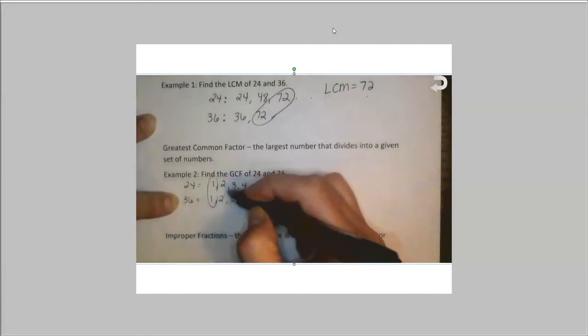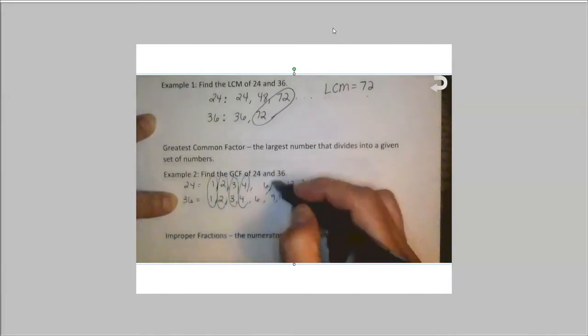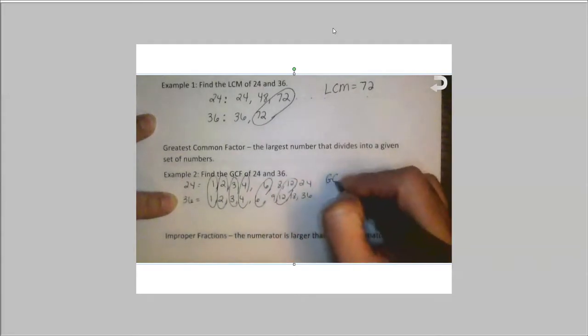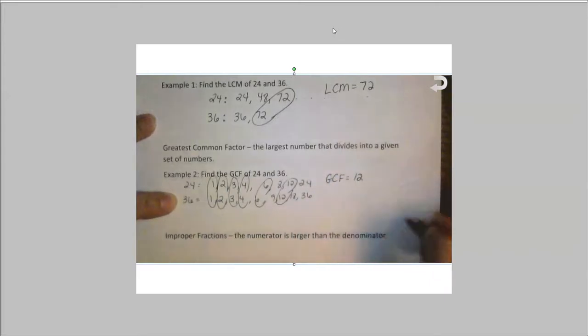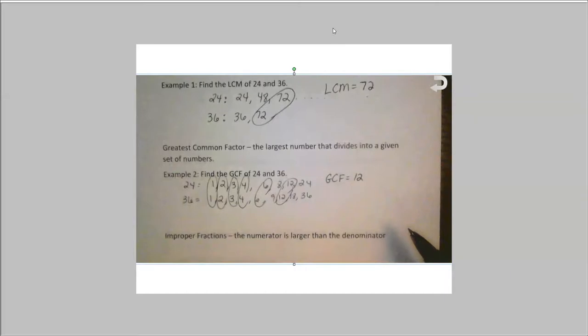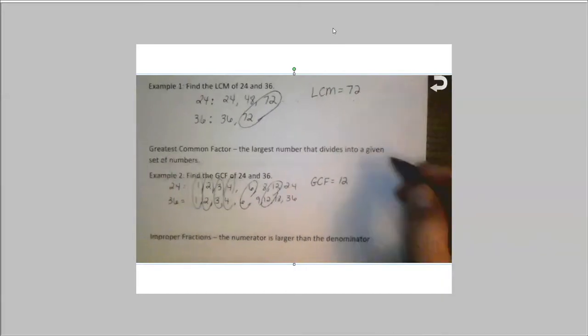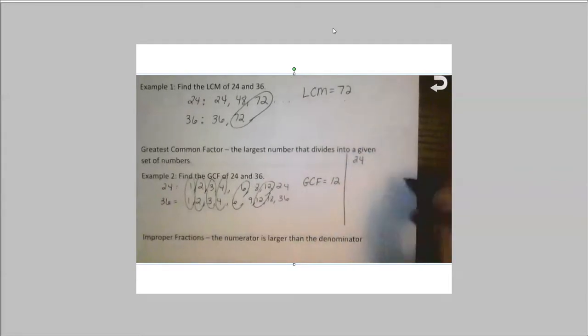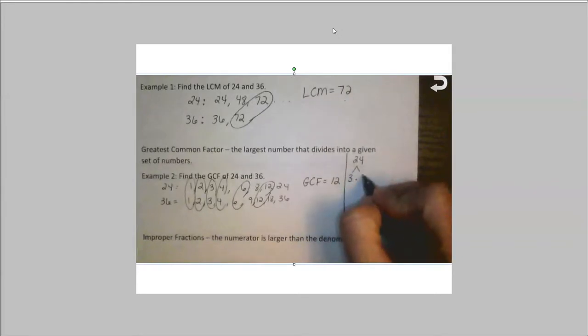I could go through here and I can see all the common factors that they have. But the greatest common factor would be 12. That's the largest number that divides evenly into 24 and 36. Okay, so if you understand that method, that's perfectly fine to find the greatest common factor. Another way to do that is by finding the prime factorization of each of those numbers. So like 24 is 3 times 8.